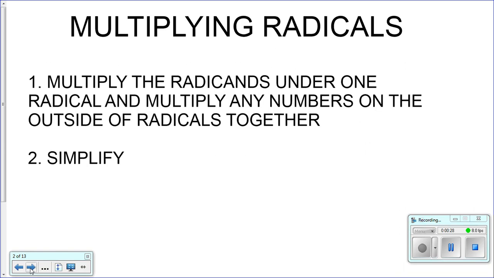So, multiplying radicals is probably one of the easiest operations to do with radicals, because all you have to do is multiply the radicands. This is the stuff underneath the radical. You just multiply those together, and then multiply any numbers that are outside of the radicals together to make it one big problem, and then you just go ahead and simplify it. Okay? So let's look at an example.